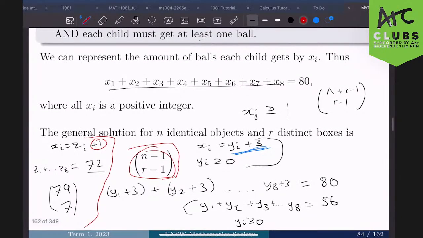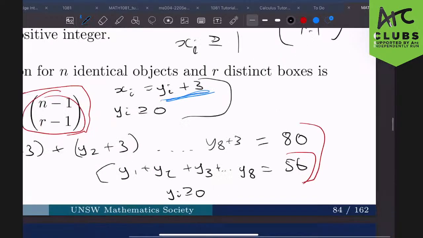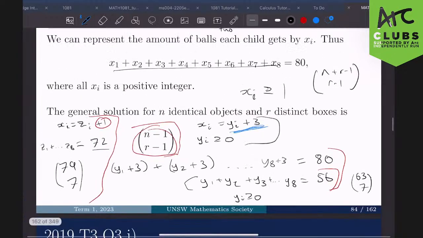But in the case in which they ask, at least 2, at least 3, in this case I've done at least 3, then you would do this. And then once it's in this form, you just apply, once again, the same formula, so then it would be 63 choose 7. Right, so hopefully that makes sense.